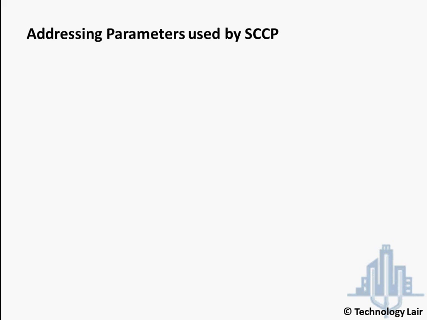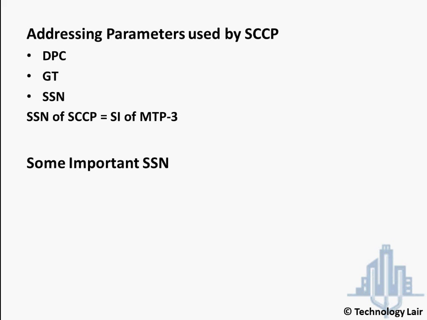The addressing parameters used by SCCP is DPC, destination point code, the global title or the GT, SSN or the subsystem number. The subsystem number of the SCCP is equivalent to service indicator of MTP3, such as subsystem number is used to identify the correct user part to which message is intended. Some important SSNs: ISUP 011, MAP 101, HLR 110, and the VLR 111.